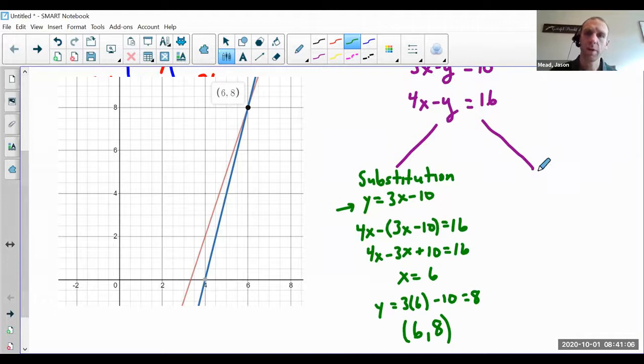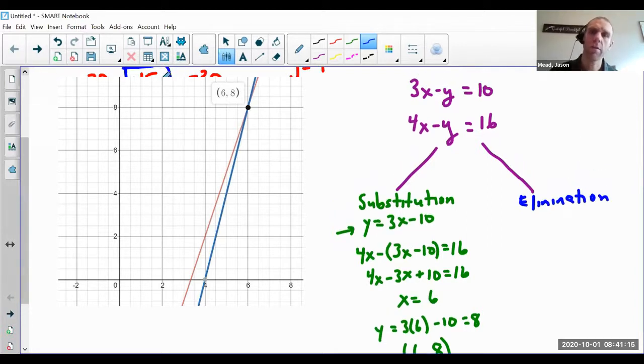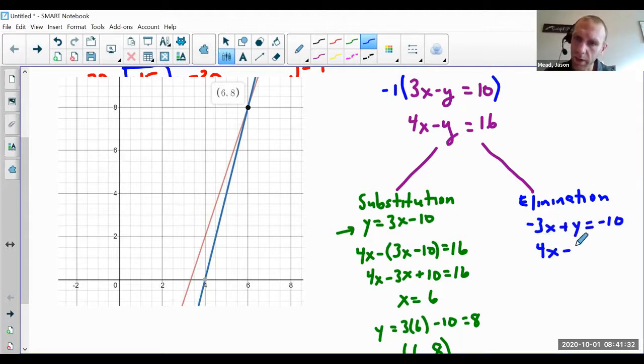I can also do this by elimination. So if I look at the two equations that I have, I can multiply one of them by negative 1. And this is actually an easier way to solve this question at the moment. So if I multiply this one by negative 1, I have negative 3x plus y equals negative 10. And I have 4x minus y equals 16.